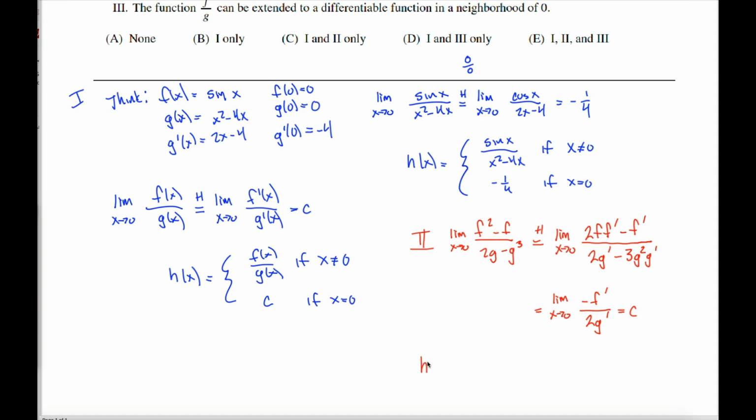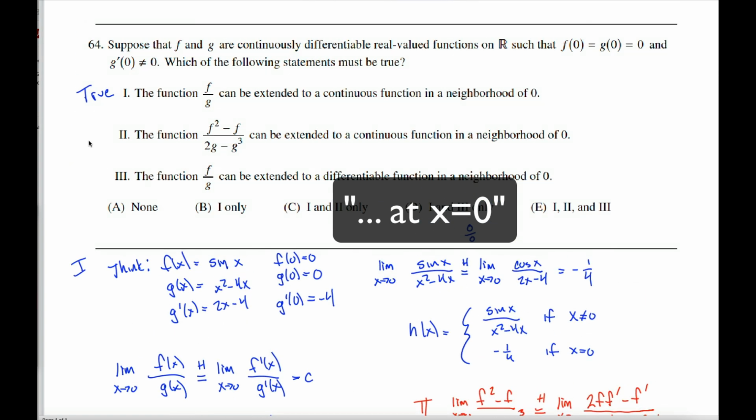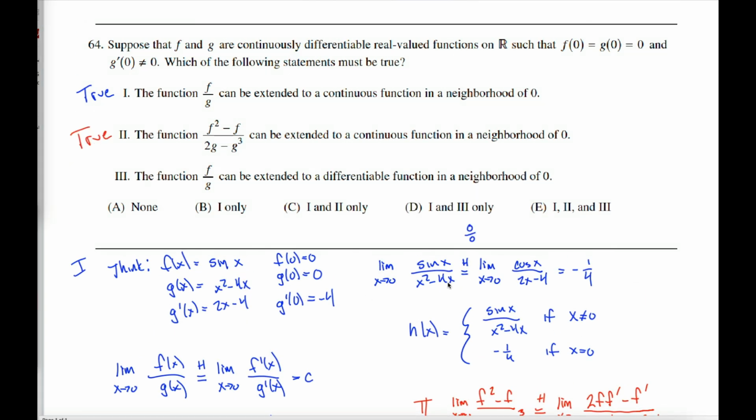Now what I can do is define a function h of x to be equal to this messy expression f squared minus f over 2g minus g cubed if x does not equal 0, and c if x does equal 0. By construction, this function, which is an extension of this function in a neighborhood of 0, is continuous. Statement 2 is also true. Are we done with the problem? Unfortunately, no. The answer is either C or E at this point. We've ruled out A, B, and D.